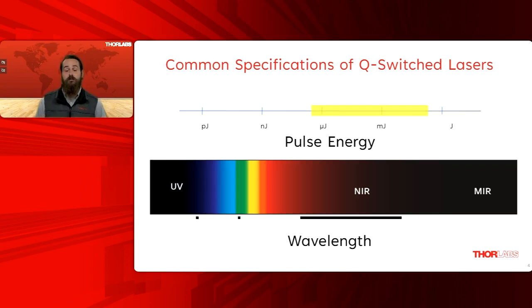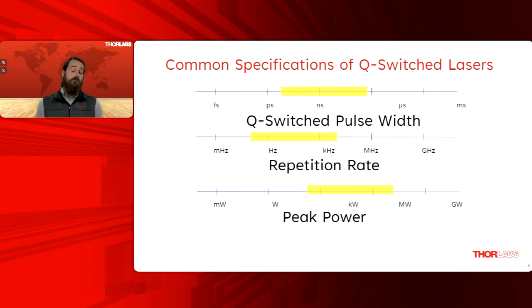In particular, praseodymium YLF lasers will lase at 640 nanometers. There's also second harmonic generation and third harmonic generation, which can be used to get you wavelengths in the green or in the UV. Now, in terms of pulse width, this depends in large part on your pulse energy, but you can see anything from tens of picoseconds to tens of nanoseconds. Repetition rate as well depends largely on pulse energy, but this could be anywhere from a tenth of a hertz to tens of kilohertz. And peak power is another area where these lasers shine, where we're typically looking at somewhere in the kilowatt to megawatt range.